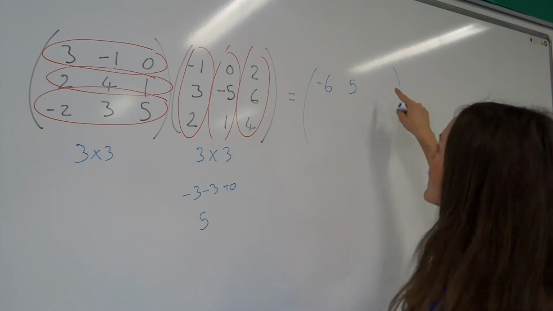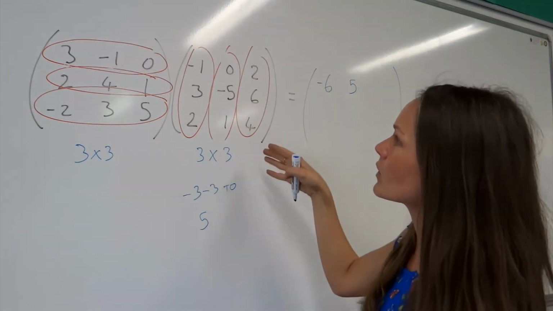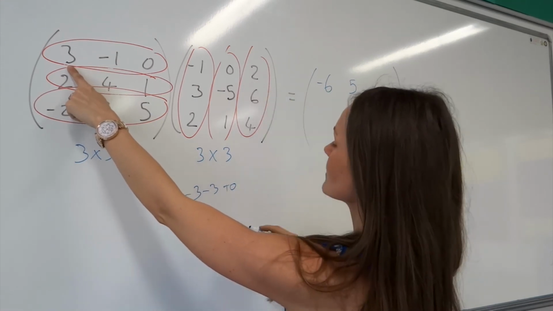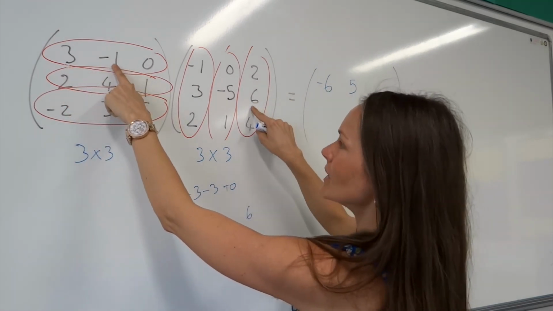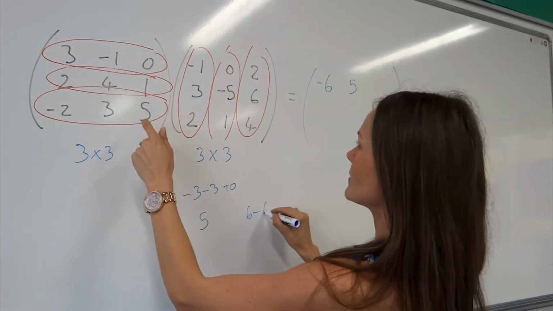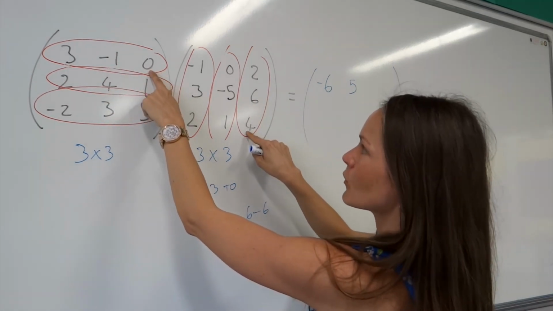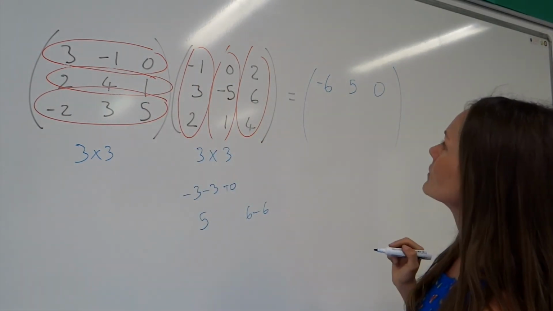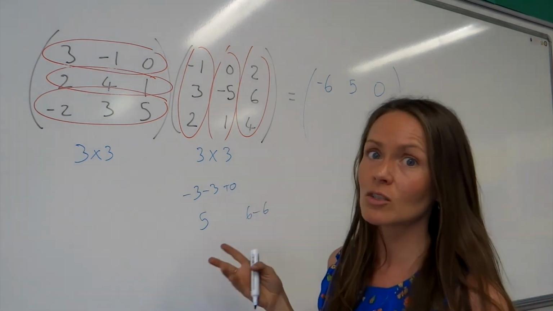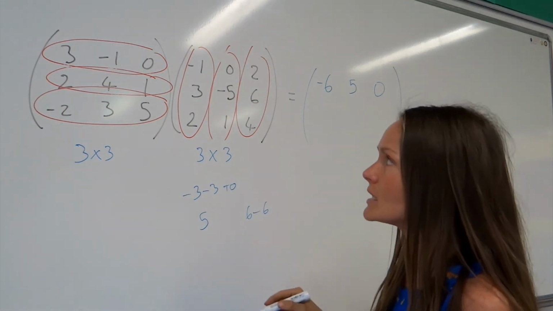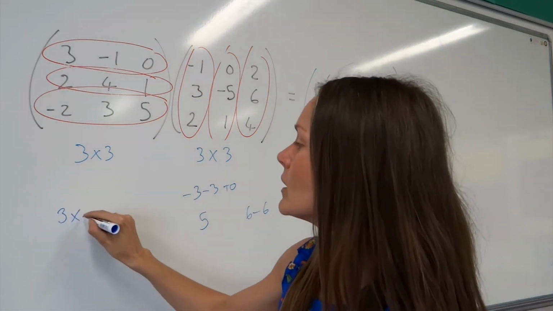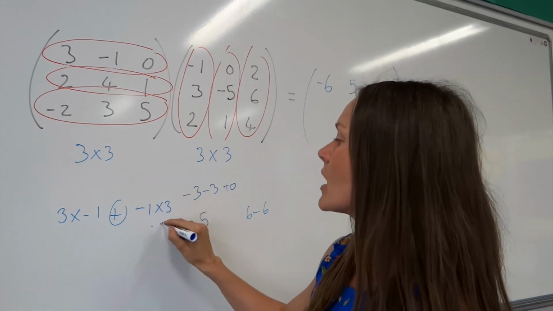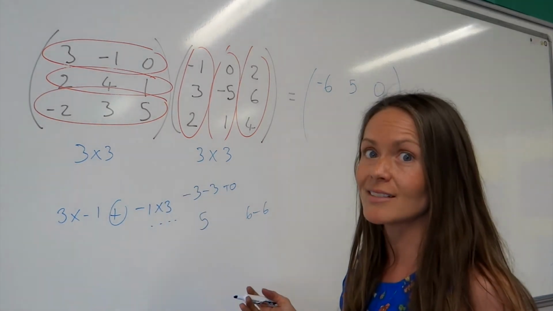Okay, now for the top right. So we're using the top row and the right column. So this time I've got 3 multiplied by 2, which is 6, plus minus 1 times 6, which is minus 6, plus 0 times 4, which is just 0. So I've just got the 6 minus 6, which is 0. Okay, so you can show a little bit of working out like me, but you don't need to write out all of it like I did in the previous examples, because that will take you a really long time and you don't want to run out of time if you're in an exam.